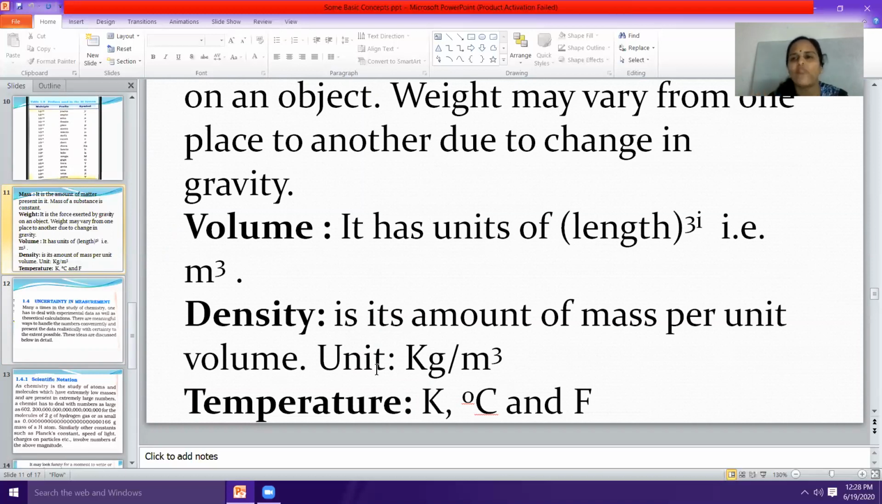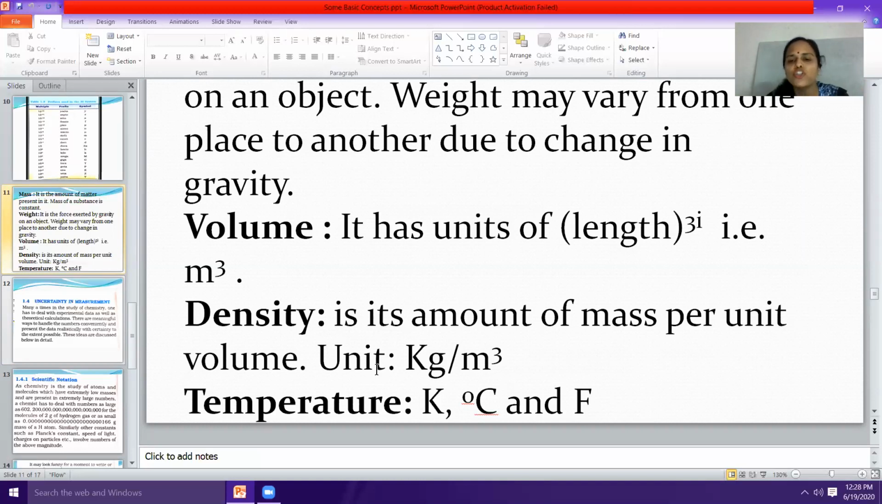For example, if I ask you to convert 27 degrees Celsius to Kelvin, you will add 27 degrees Celsius plus 273 and it becomes 300 Kelvin. Similarly, if I ask you to convert 300 Kelvin to degree Celsius, you will subtract 300 minus 273 to get the answer in degree Celsius, and you get the answer there as 27 degrees Celsius.